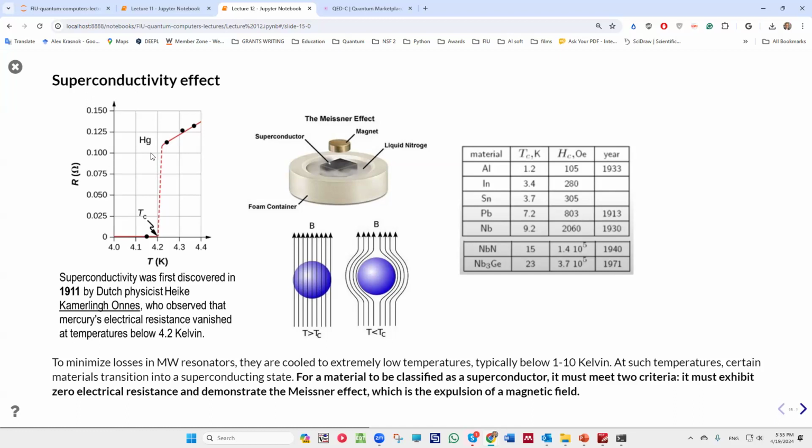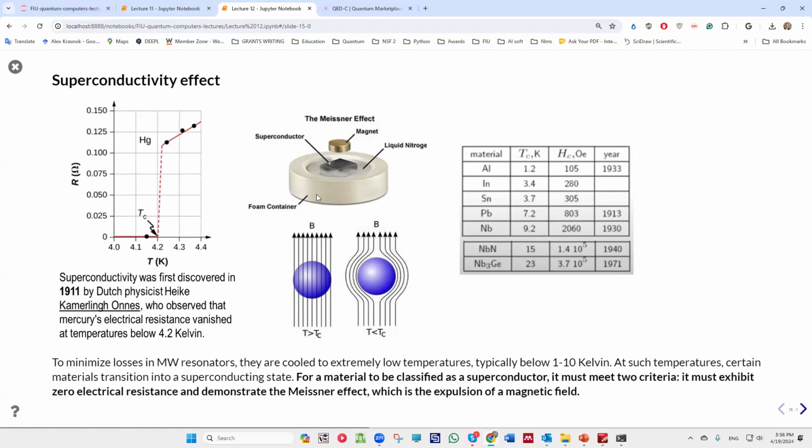mercury wire, sorry, and created the current there through the electromagnetic induction effect. And then they measured this current after several years, and the current was there. So it means that in this loop, the current didn't decay after several years. So it looks like the material indeed has zero dissipation, zero loss.